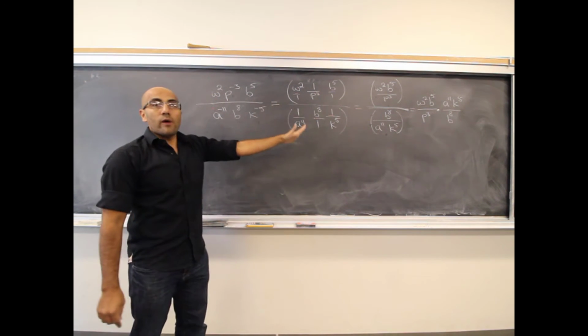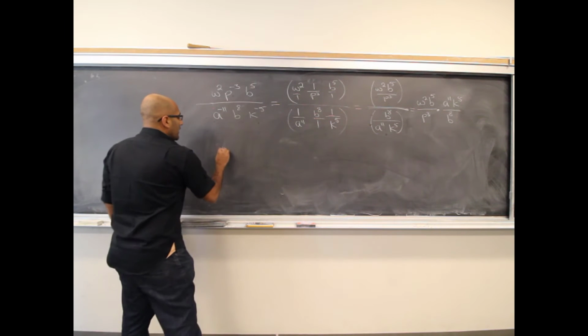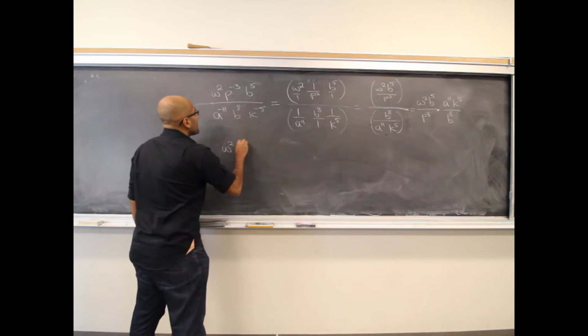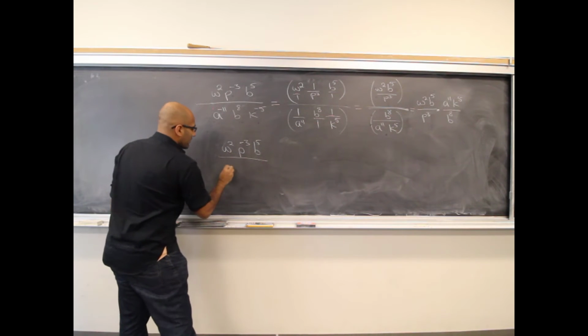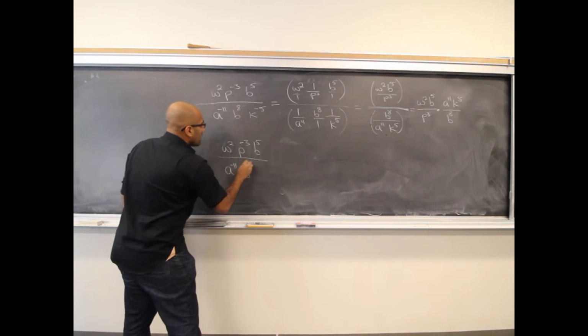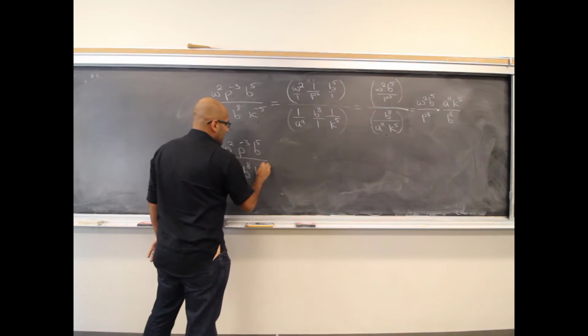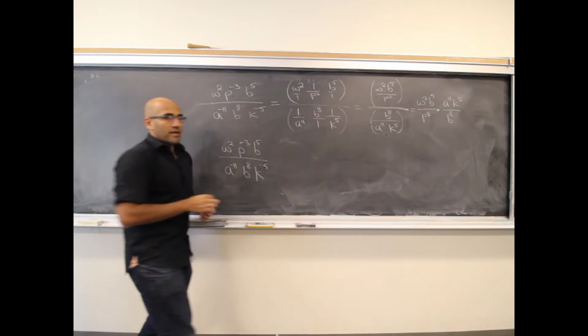Okay, so this is the long way. We don't want to do it that way. But look how easy the shortcut is. p to the negative 3, b to the 5th, all over a to the negative 11, b to the 8th, k to the negative 5th, k to the 5th.